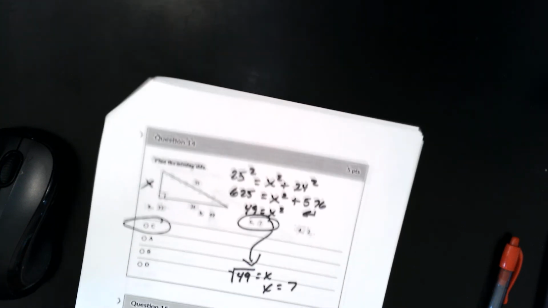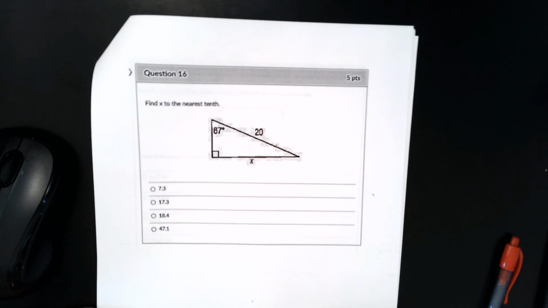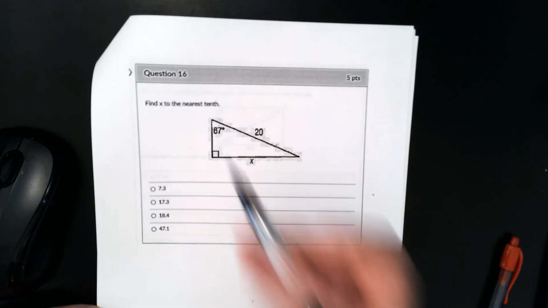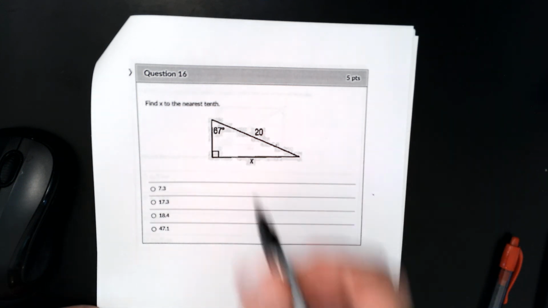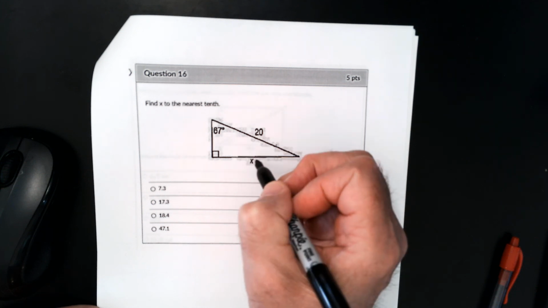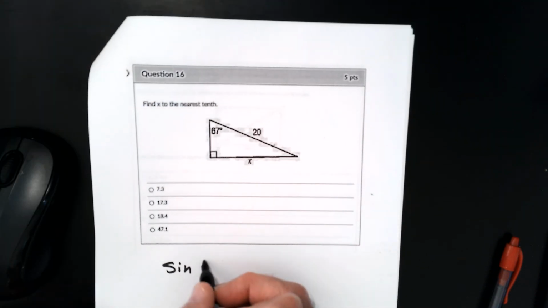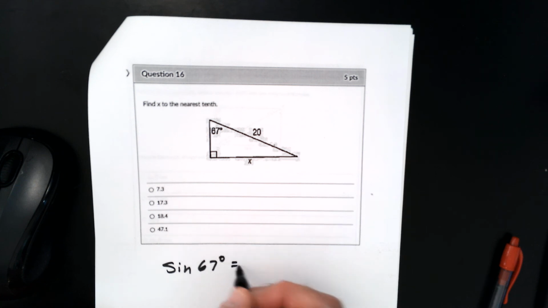All right, let's keep on rolling. Question 16. Find x to the nearest tenth, and that's number 67. So what is this? This is an opposite. No, yeah, this is an opposite, and that's a hypotenuse. So we're talking about sine. Is that really 67 or 87? Yeah, that's 67. We're going to say the sine of 67 is equal to x over 20. Multiply both sides by 20.